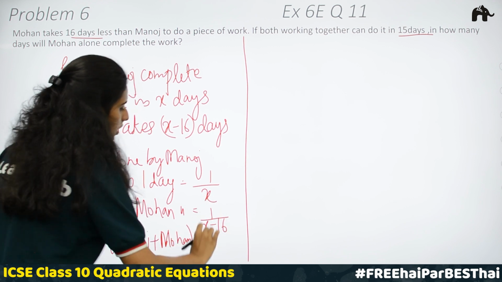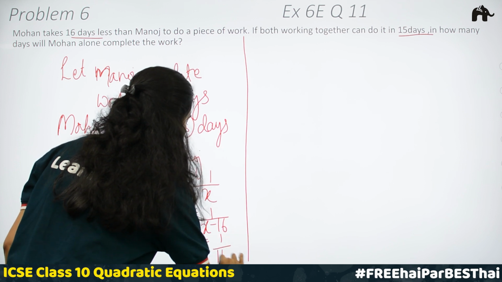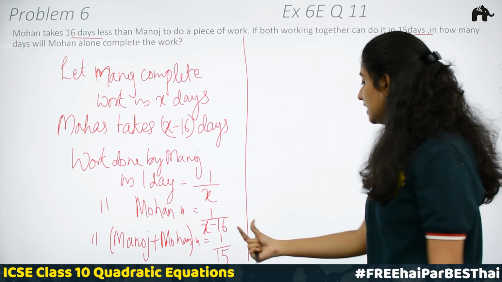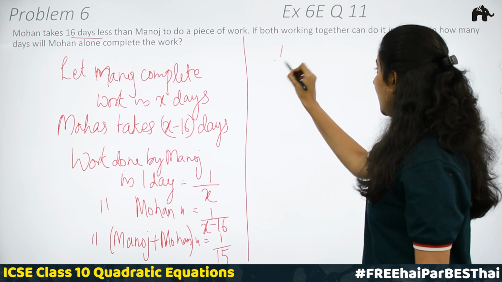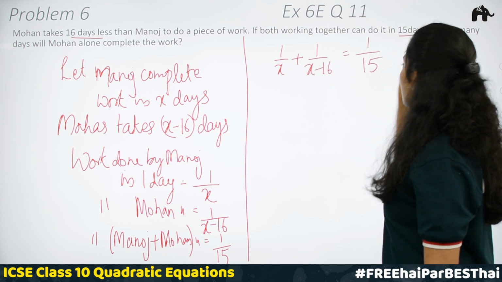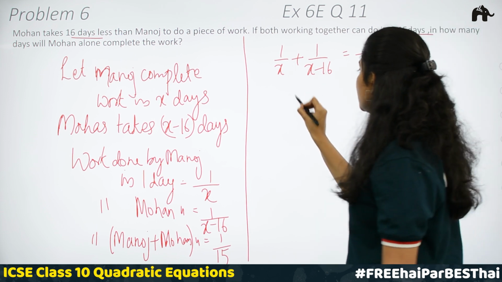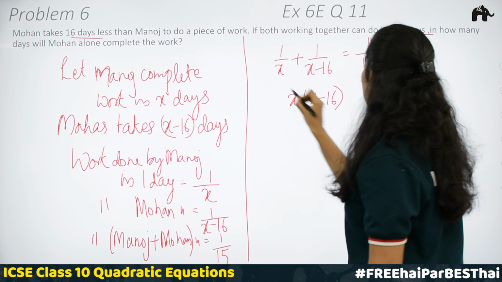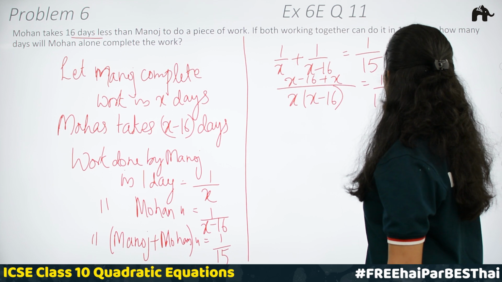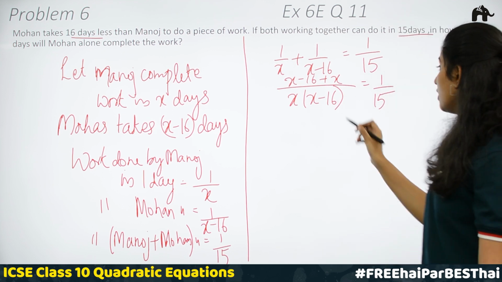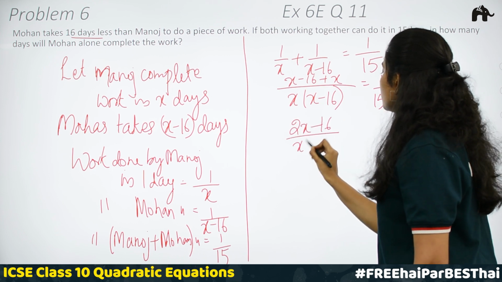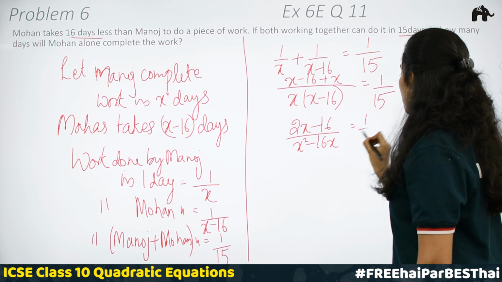In one day will be equal to 1 by 15. Now 1 by x plus 1 by x minus 16 is 1 by 15. Taking LCM, x into x minus 16, numerator x minus 16 plus x is equal to 1 by 15. X plus x is 2x minus 16 divided by x square minus 16x is equal to 1 by 15.